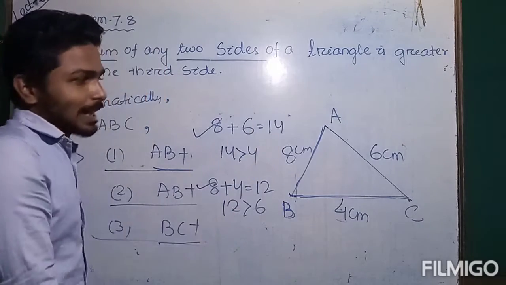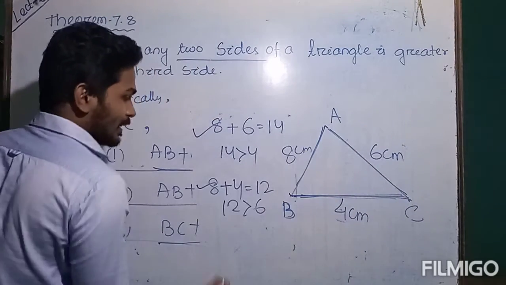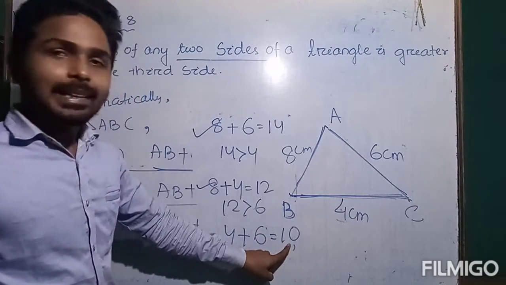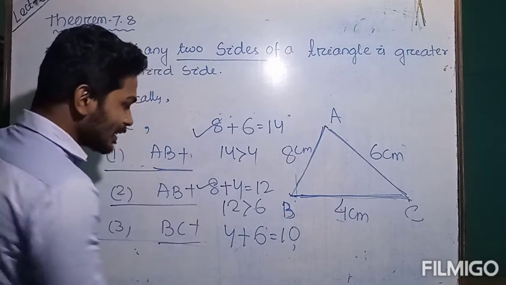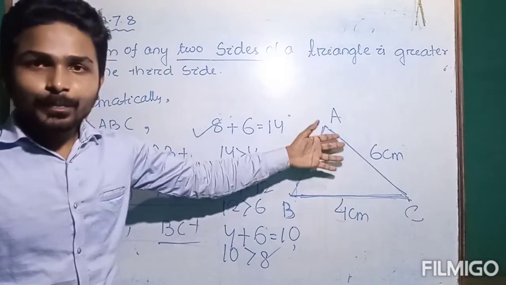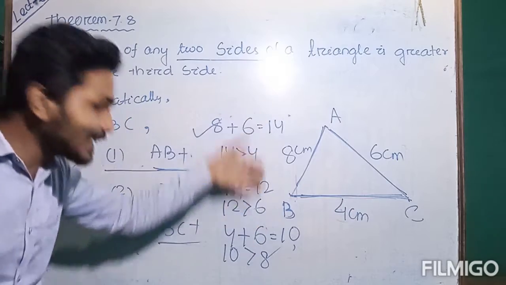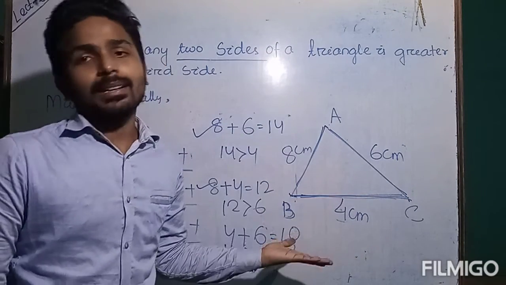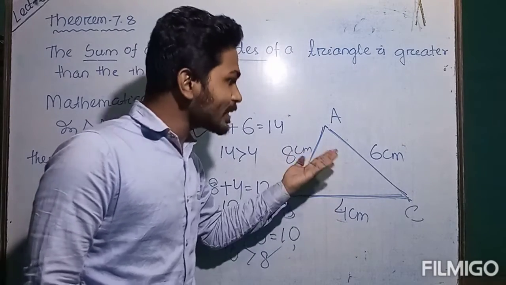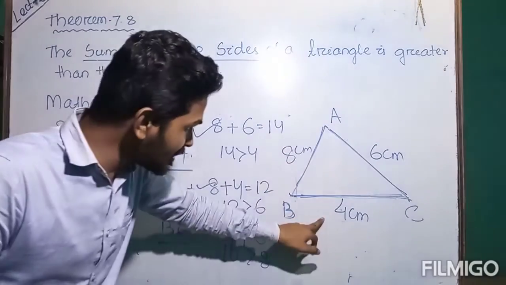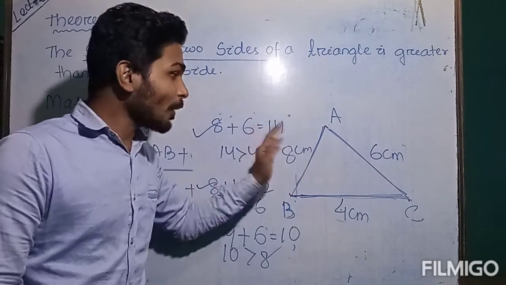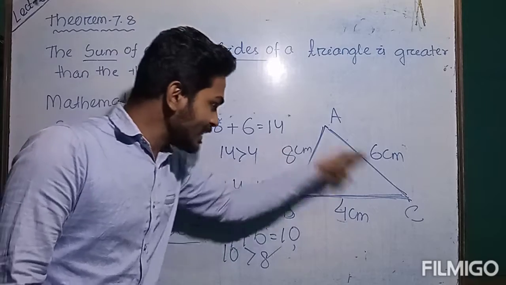Now let us take another 2 sides, 4 with 6. If we add them, we will get 10. Is 10 greater than the third side? Definitely, 10 is greater than 8. So this triangle holds good for all the 3 cases. That's why it is a triangle. Here, if we add any 2 sides, the result is always greater than the third side. Then it is a perfect triangle. We can draw a triangle with sides 8, 6 and 4.